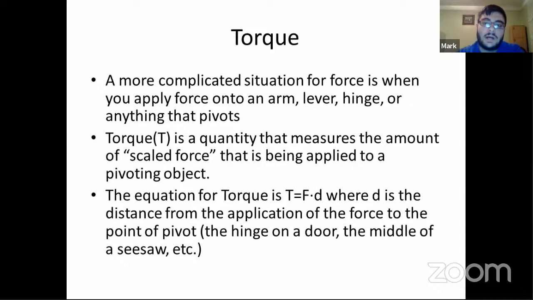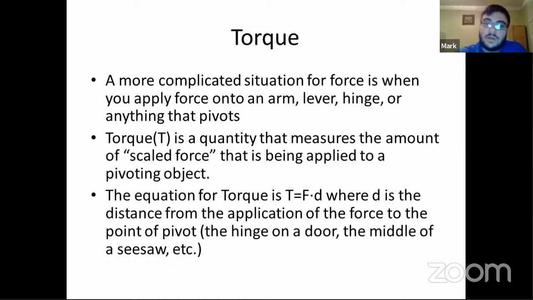When you apply a force onto, like we were talking about a block, you can move the block laterally, which means just side to side, up, down, whatever. A more complicated situation is when you apply a force onto some kind of arm, lever, hinge, or anything that pivots. For example, when you apply a force on a door, the door doesn't just move this way or this way. It rotates, it pivots, it opens or closes, right? Same thing with your arm around your elbow. Your elbow is the pivot point. You apply force to your arm like this, and the arm rotates, it pivots, right?